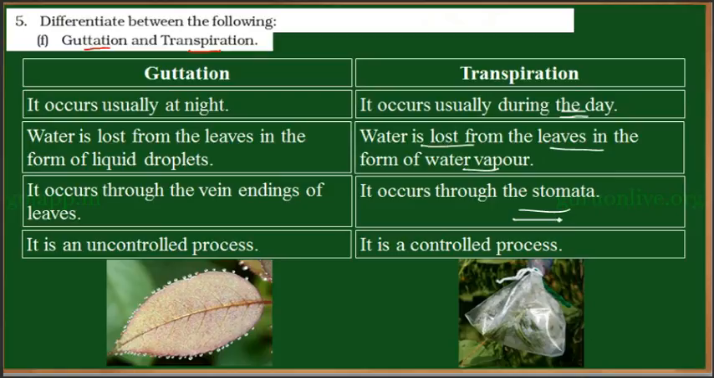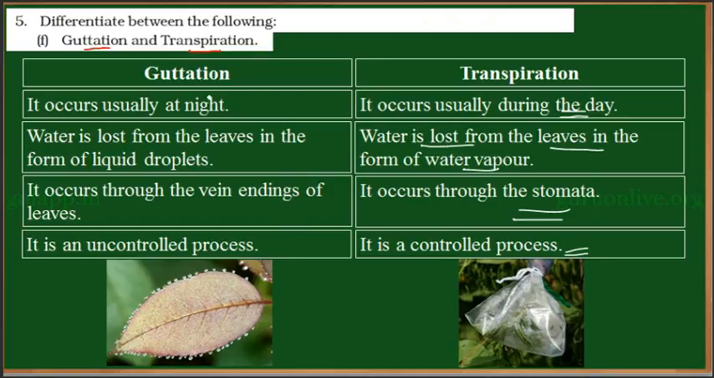When the stomata are open, transpiration takes place. When the stomata are closed, transpiration does not occur. So it is a controlled process. When water is present, more transpiration takes place sufficiently. But when water is present in lesser quantity, plants undergo certain adaptations to conserve water. So the transpiration process can be controlled.